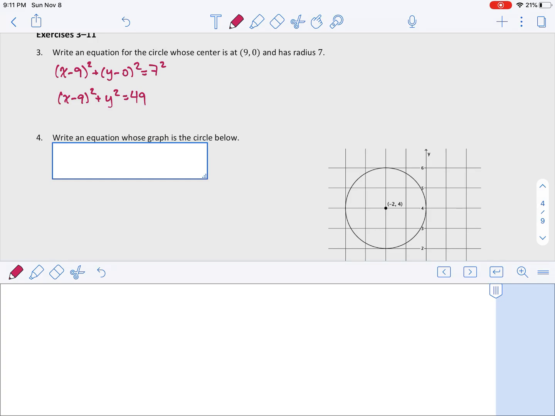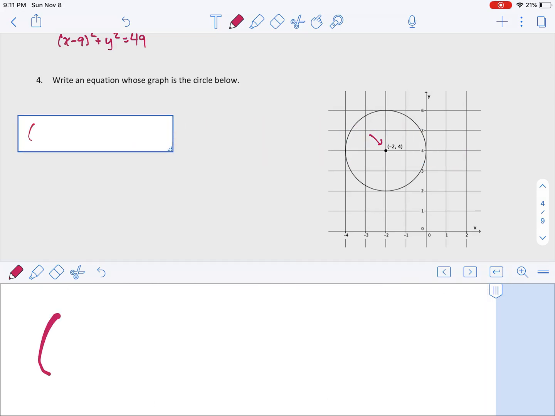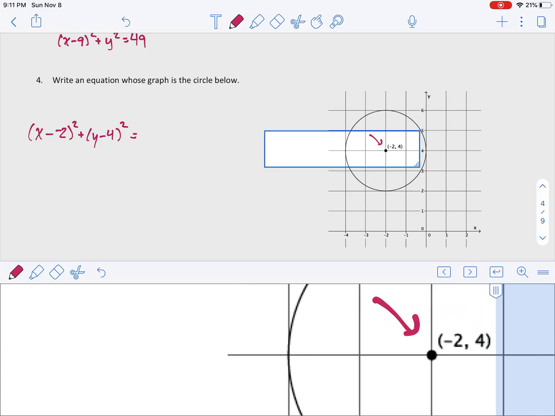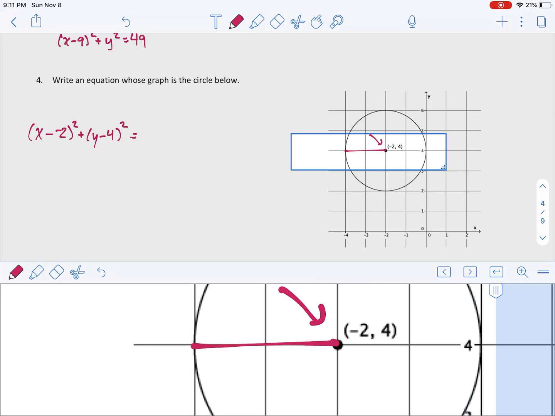For number 4, instead of being given a written description, we are given a graph that we just need to infer the information from. The center of this circle is at (-2, 4). So if I plug those in, we'd have (x - -2)² + (y - 4)². And then the radius of the circle is the distance from the center to any point on the edge. So for this circle, the radius is 2.